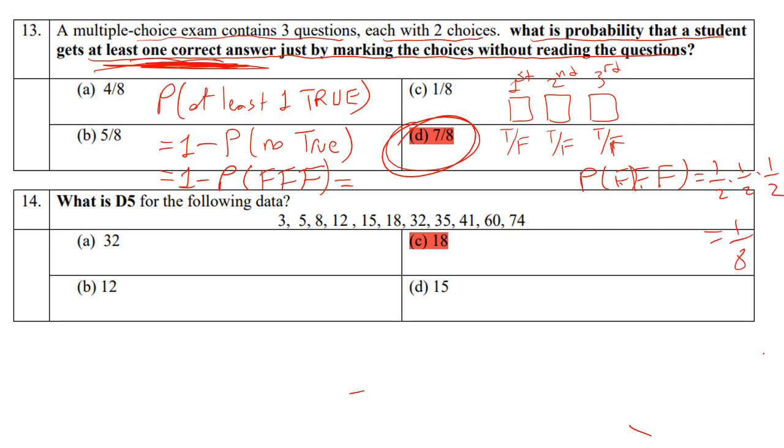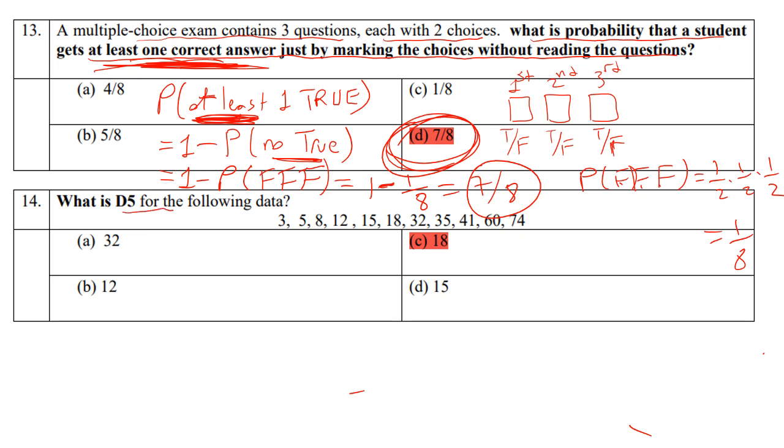Then we can write it here: 1 minus 1 over 8 is 7 over 8. So we got the same thing again. The key thing here is, you can do it in another way, but the best way is if you see at least, think of its opposite or complement. So you can go from the opposite or complement.